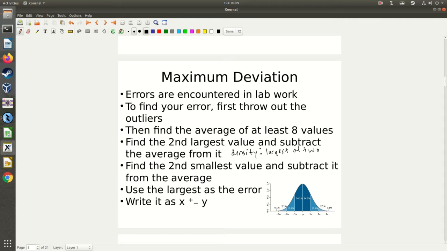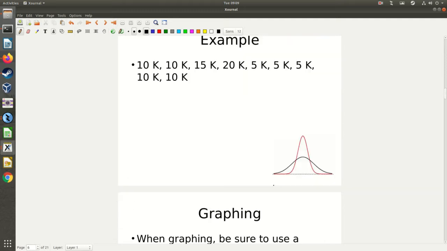Meaning you're not using your second largest, but your actual largest value from each one. And then you write it as x plus or minus y. So I will do an example.